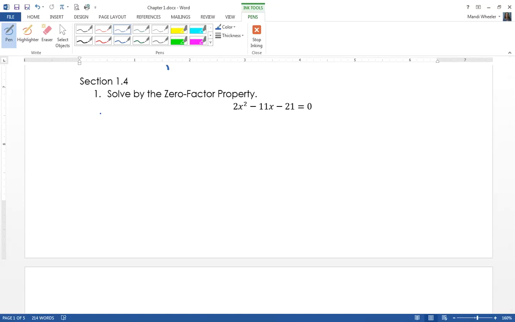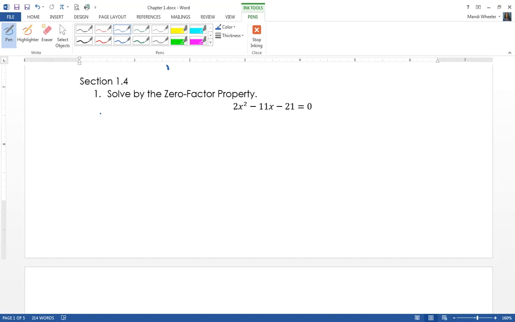Hi, welcome back. This is section 1.4, and I'm going to do just one example from each of the different properties that we are going to use. If you have looked at the homework, it does say that if you use any other method, then that will not get you any credit. I do want to make sure that you understand how to use each of these because we will use them in different capacities later on in the semester.